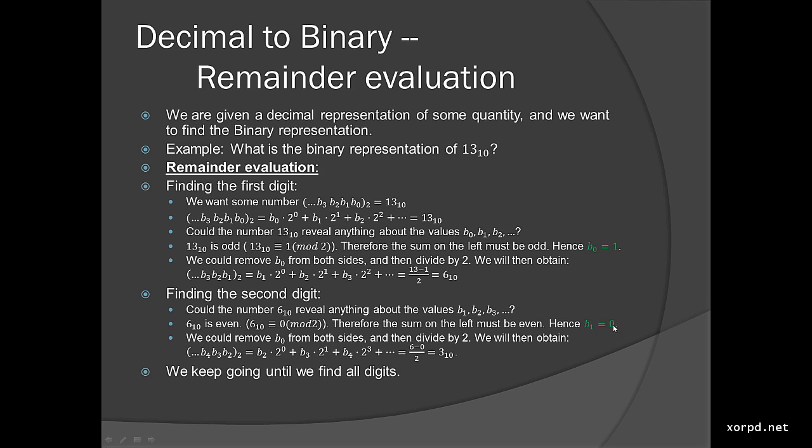We could then remove B1 from both sides and then divide by 2. Notice that since B1 equals 0 this time, we don't actually remove anything from both sides. We just divide by 2. But we could think about it as subtracting 0 from both sides. Then we divide by 2. And we get again a new equation that looks something like this. Now, note that the number is again divided by 2, and we reduce the problem even more to just finding the representation of 3.